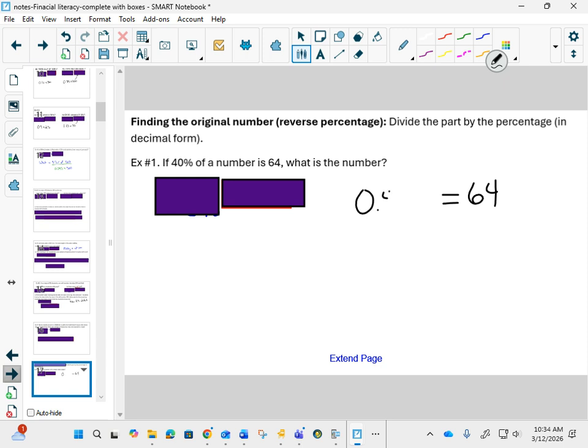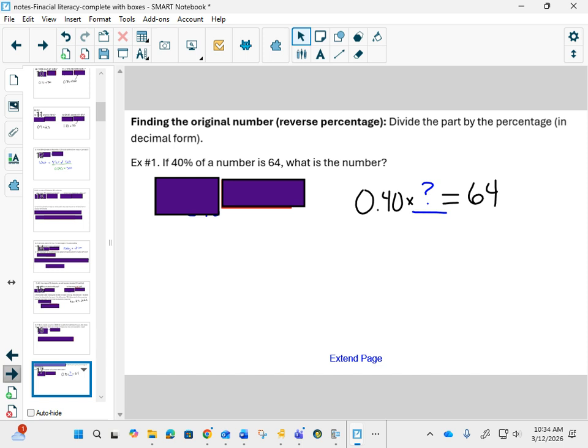40% as a decimal is 0.4. Normally, if we would do 40% of a number, we'd do 0.4 times something equals 64. Now, you have to figure out what goes in there.